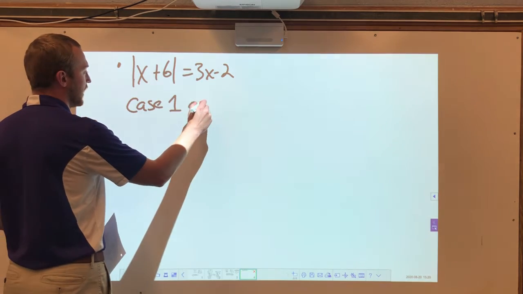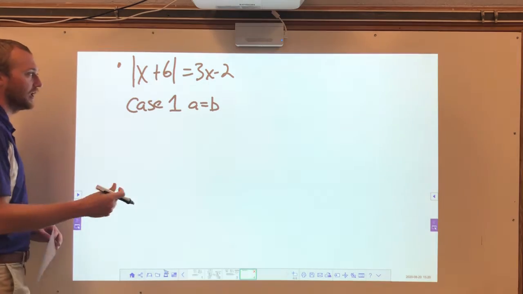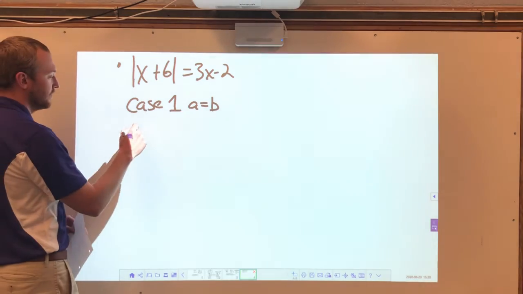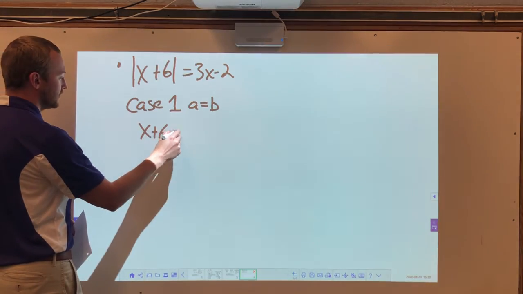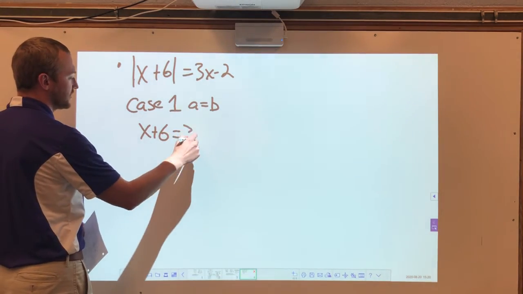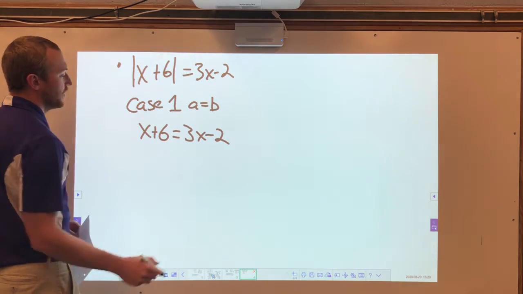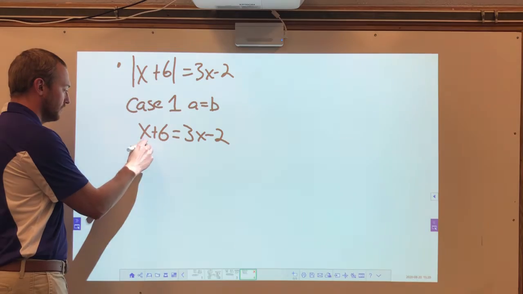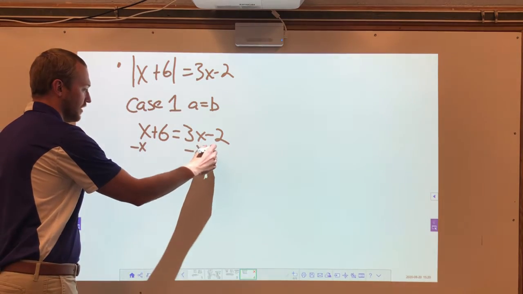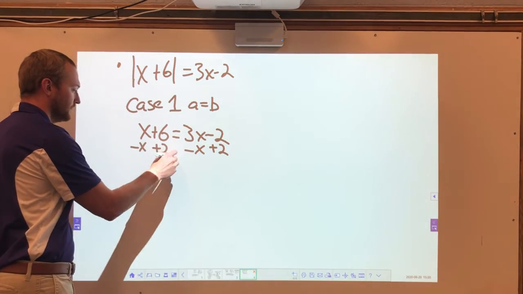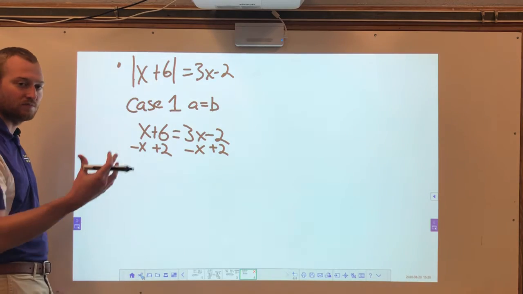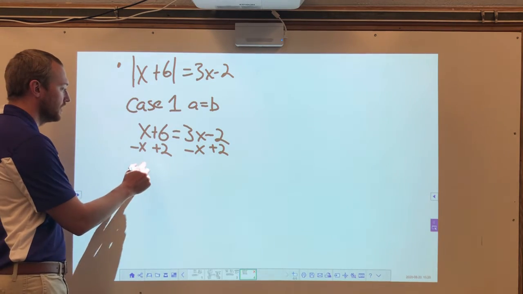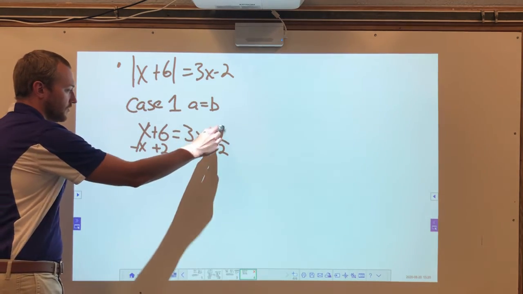Again, remember this is when A equals B. Your A is what's inside your absolute value bars. x plus 6 equals B. We don't change any signs. Equals 3x minus 2. We're going to solve for x. I'm going to subtract x from both sides and add 2 to both sides. I'm doing it all in one step. You can do it in multiple steps if you need. Those are going to go away.